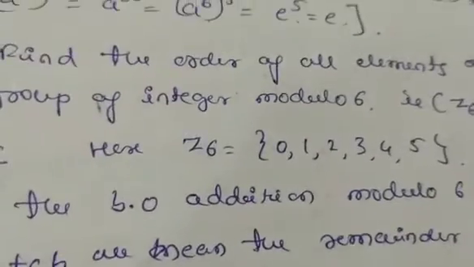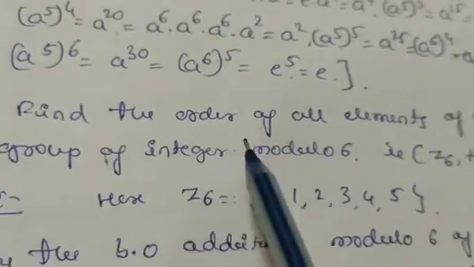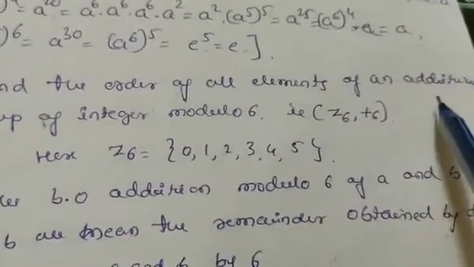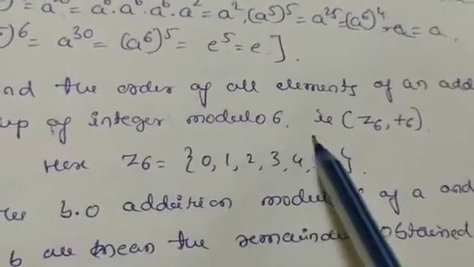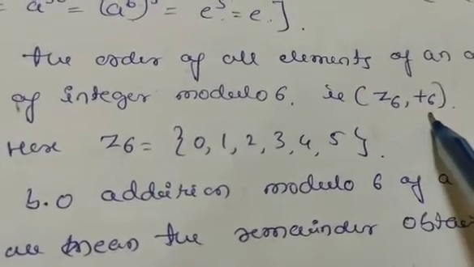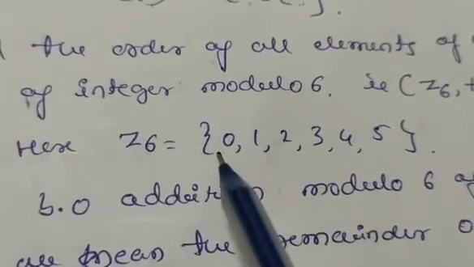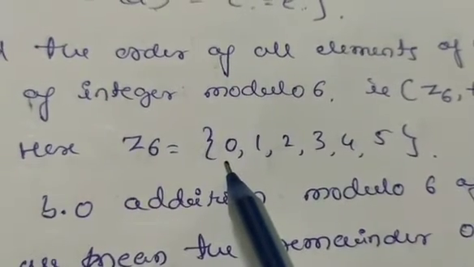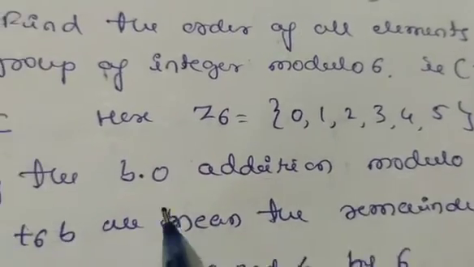Let us take one more example. Find the order of all the elements of the additive group of integers modulo 6, that is Z6 under the addition modulo 6. Here Z6 means you have to take the set of integers. It starts from 0: 0, 1, 2, 3, 4, 5.